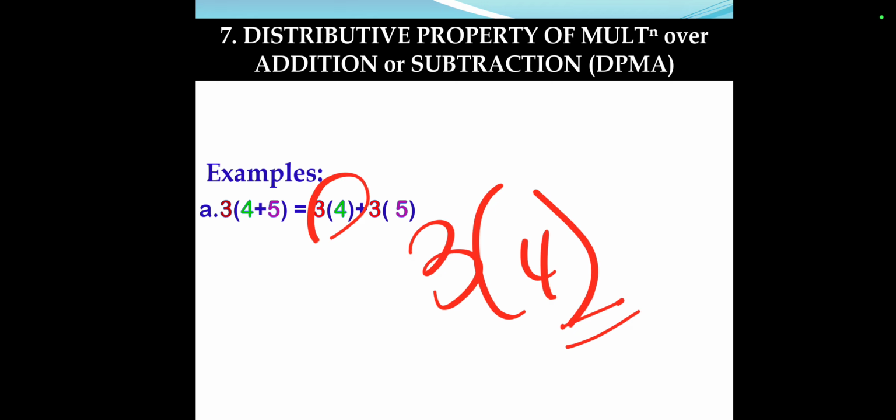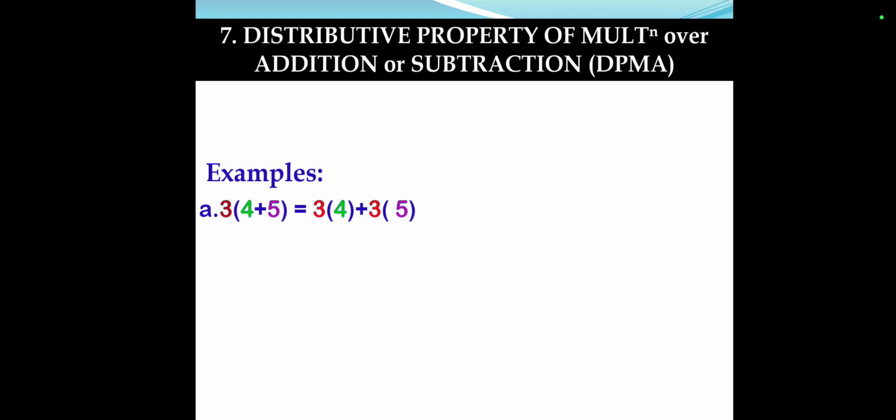If there is no operation in between, just like this, no operation in between 3 and the parentheses enclosing 4 plus 5, that means it's multiplication. So here, that means 3 times the sum of 4 and 5. So we have to distribute that one. We start with 3 times 4 and then 3 times 5. Let's see if we have the same result. So we have 3 there, 4 plus 5 is 9. And then 3 times 4 is 12, 3 times 5 is 15. Let's see if we have the same answer. Yes, we have the same answer.